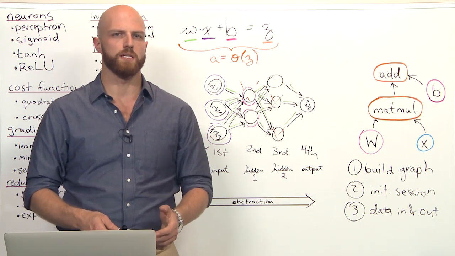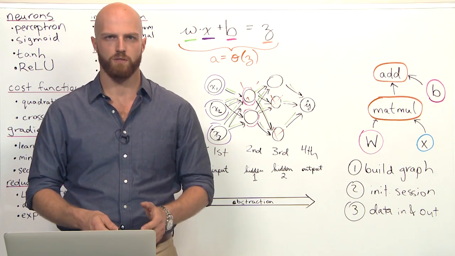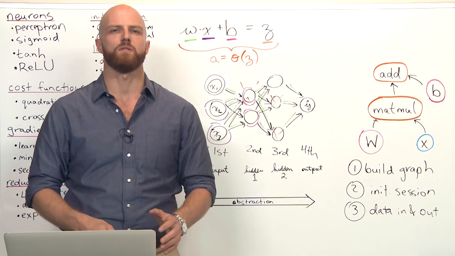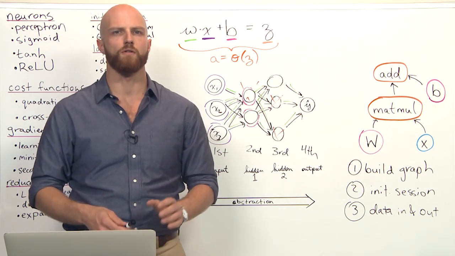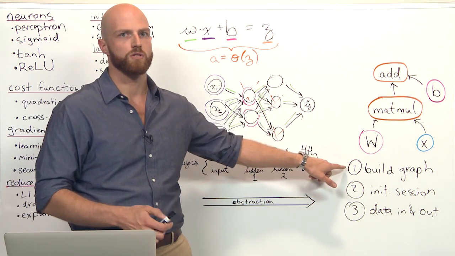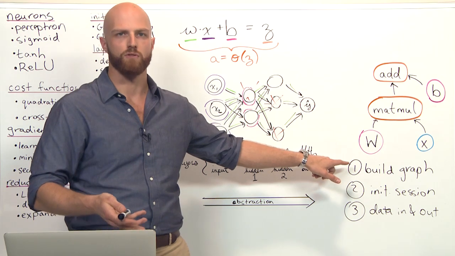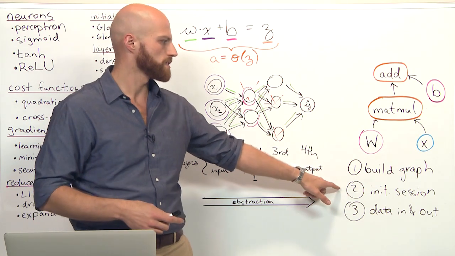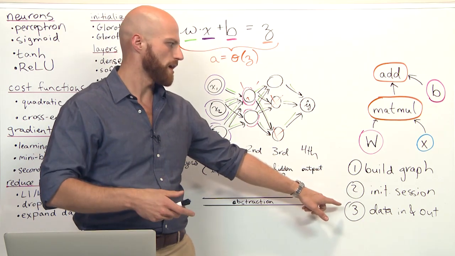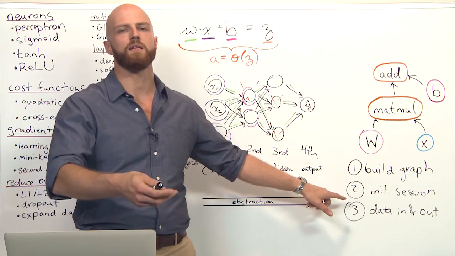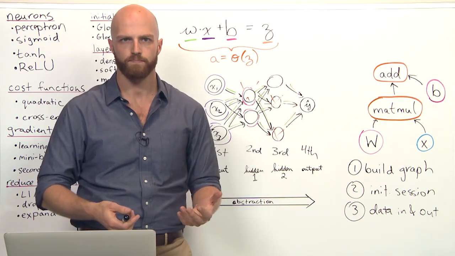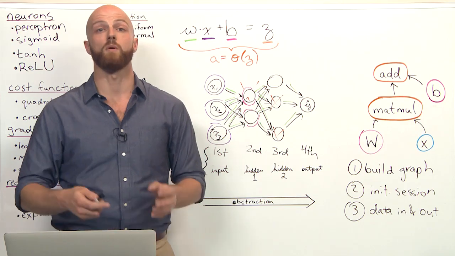TensorFlow is based around the idea of building graphs to describe computations. It's a little bit of a different way of thinking about doing computation. So there are three broad TensorFlow steps. The first is building a graph. That could be, for example, designing the neural network architecture. The second step is to initialize a session. And then the third step is to send data in and out of the graph in the session to be doing our computation. So first, let's talk about building the graph.